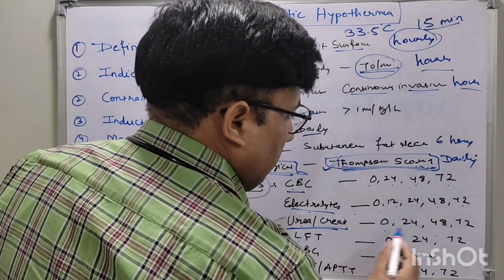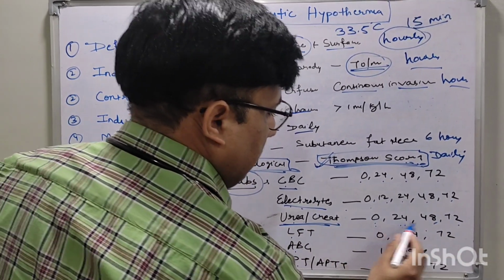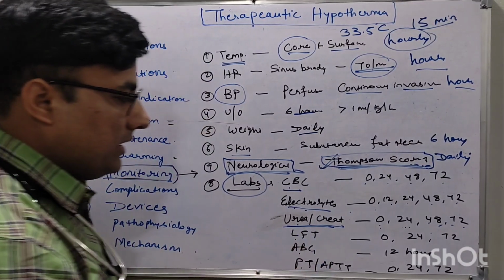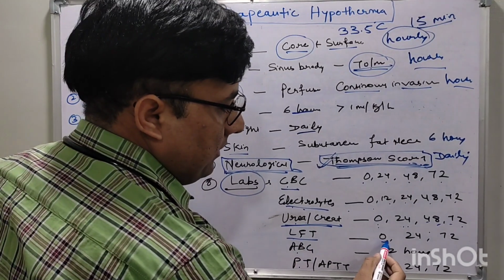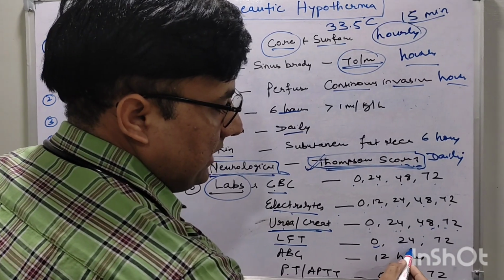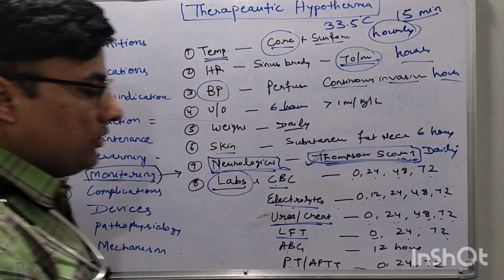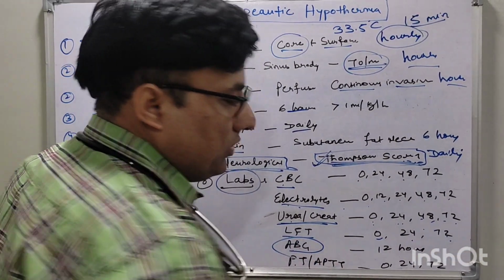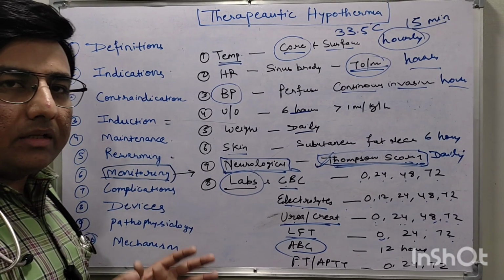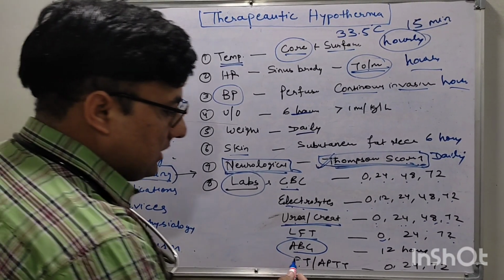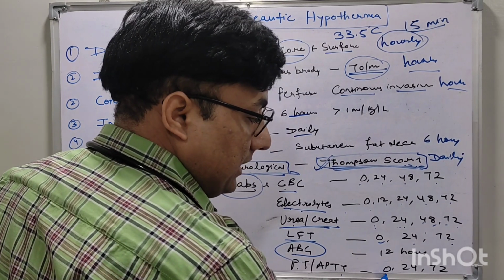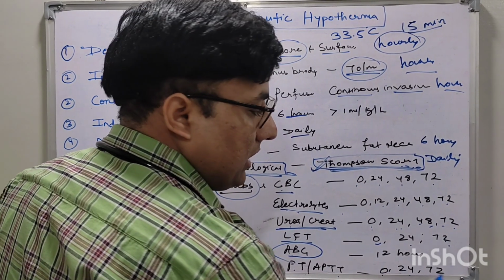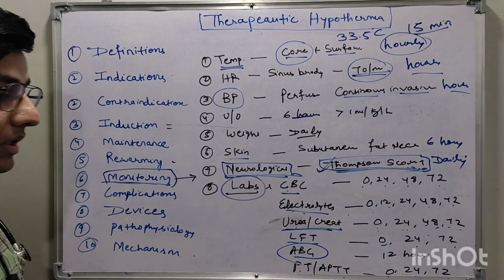Renal function we have to do daily before starting, and after starting daily we have to do urea creatinine to assess renal function. Liver function we should do before starting, then next day, and then at 72 hours. ABG we can do 12 hourly or 24 hourly depending on the condition of the ventilation. Coagulation profile we have to do before starting, then at 24 hours, and then at 72 hours.